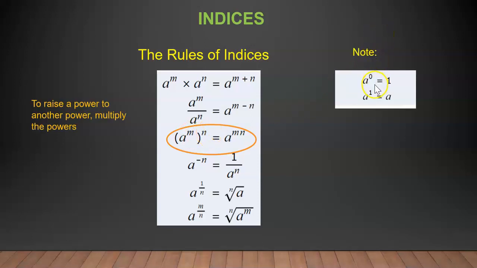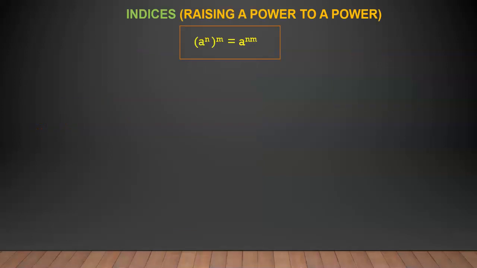Also take note that any base raised to the zero power is always equal to 1, and any base raised to the first power doesn't have to have 1 as a power. You don't have to write it down, so it's simply the base. So we're going to have some examples.